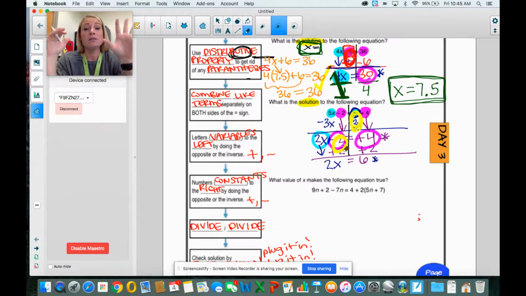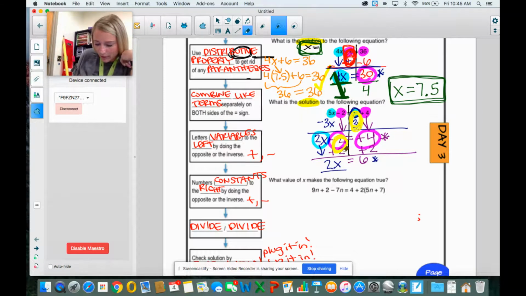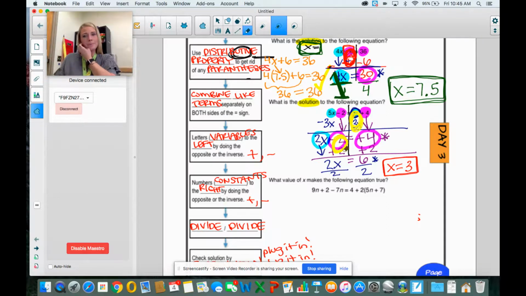Last step, divide, divide. So I want to get x all by itself. Right now it's not by itself. It's got that 2 with it. Now they're side by side, so that tells us to multiply. If I want to undo it and move it to the other side, I have to do the inverse or the opposite. So I have to divide. I'm going to divide by that 2, and I get x equals 3. And there's my answer.